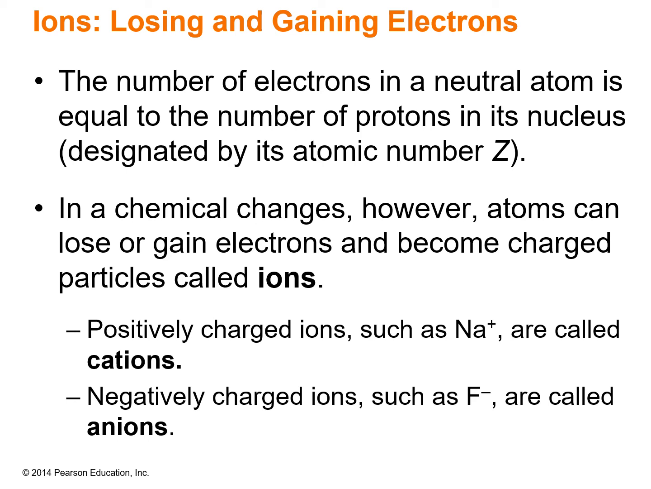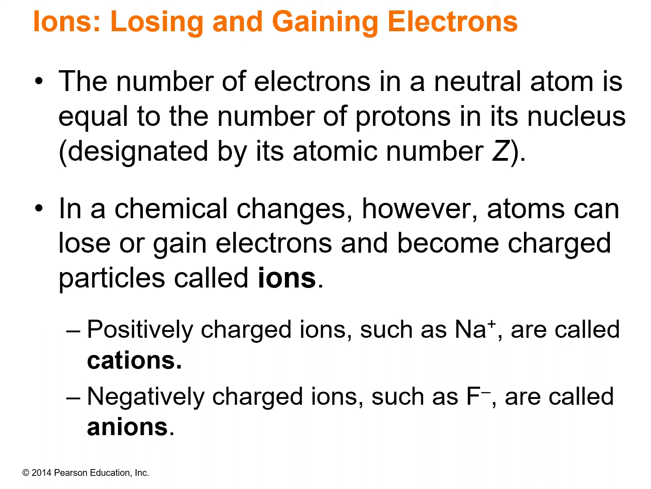Remember that the number of electrons is going to be opposite the sign. So sodium with a positive 1 charge means that we subtracted and lost 1 electron, so the number of electrons would go down by 1. Negatively charged ions such as fluorine or fluoride are called anions. Here F negative 1 means that we gained 1 electron. So it's always the opposite of the charge. A positive means that you lose electrons. A negative means that you gained electrons.